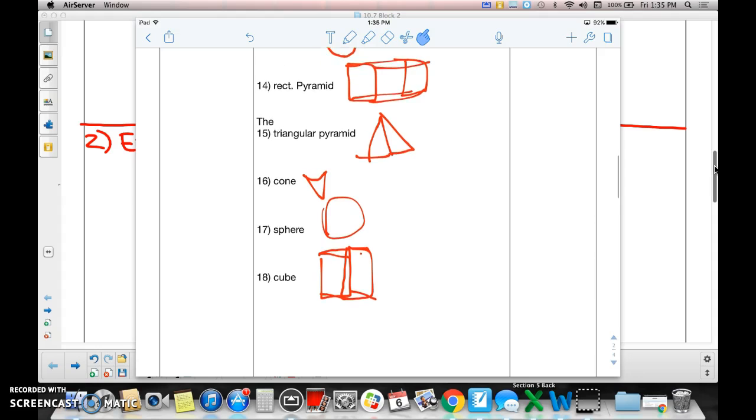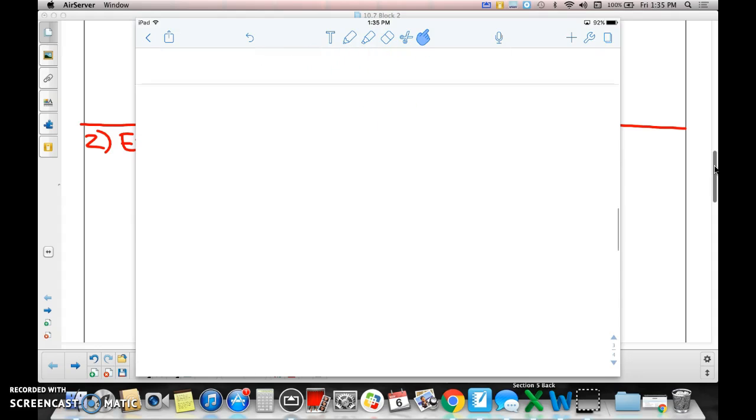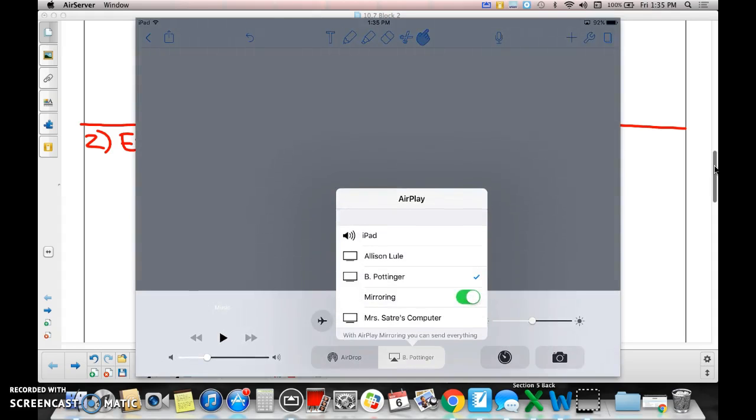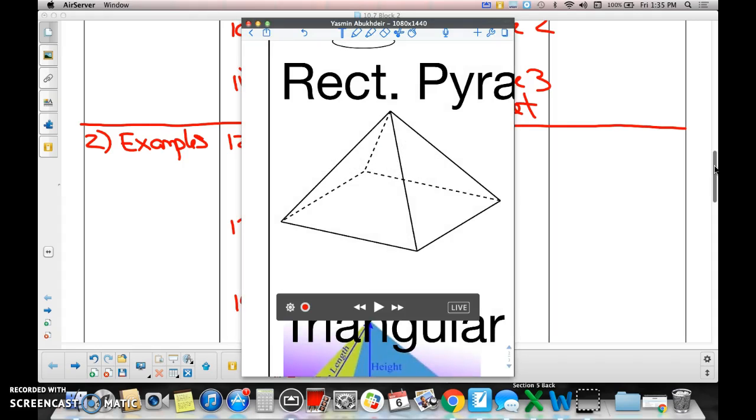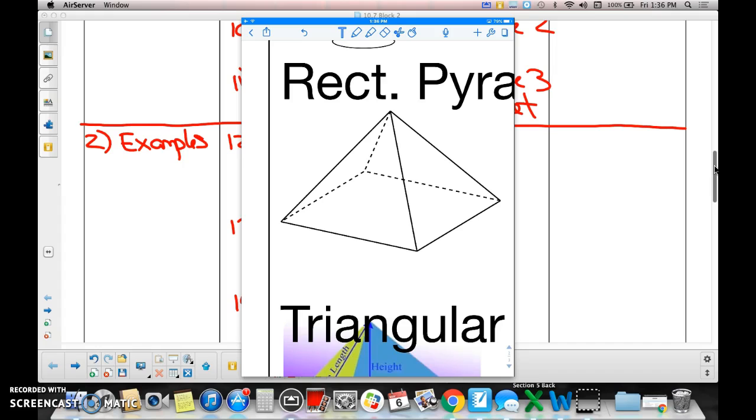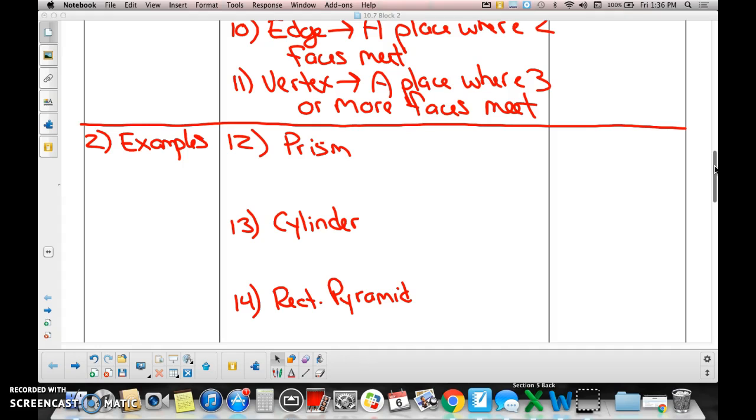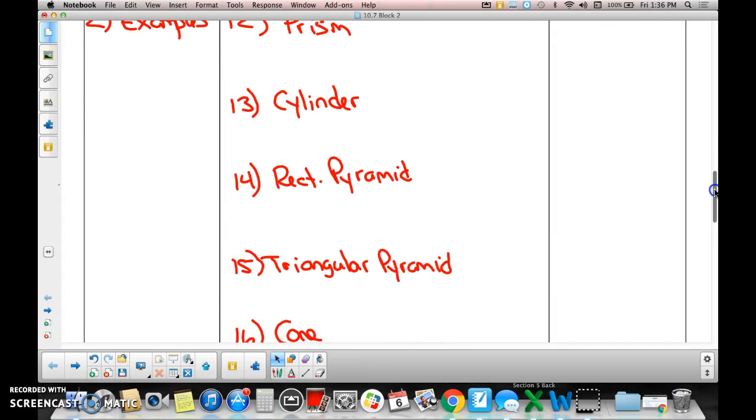Somebody have an example of a rectangular pyramid? So we have a rectangle base, and then we have faces coming up to a vertex. There we go, rectangular pyramid. So we have a rectangle base, and in this particular shape, we have 4 triangular faces leading up to the top or a point. Okay, out please.